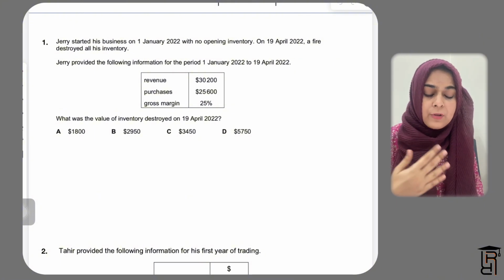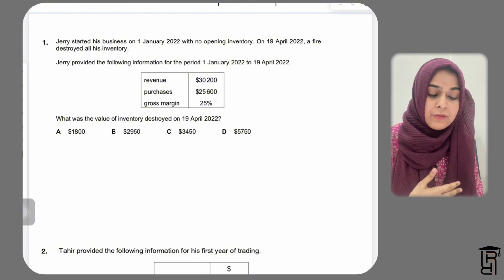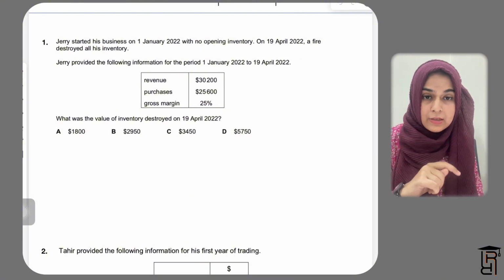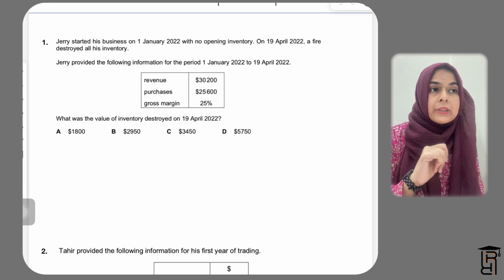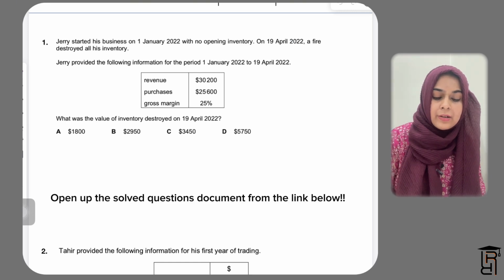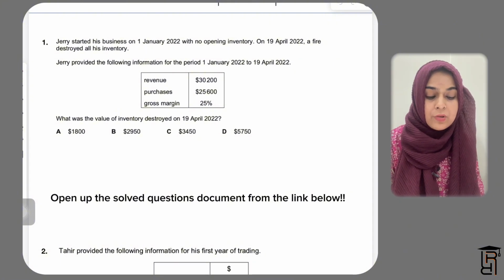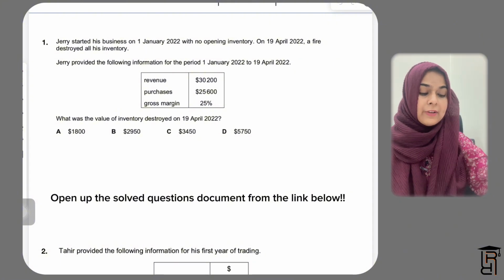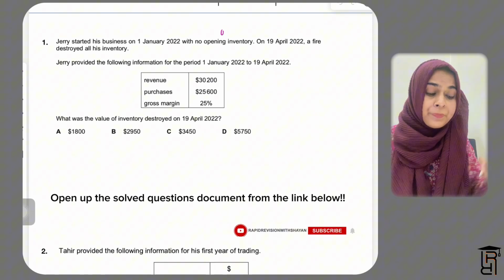Here in question number 1, I have taken these from the MCQ past papers of O-level and IGCSE accounting. Also I used 7110 for a few questions. Here they are saying Jerry started his business on 1st January 2022 with no opening inventory. So opening inventory in this case is 0.